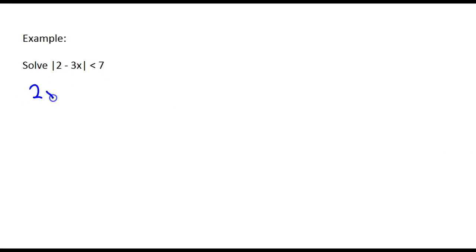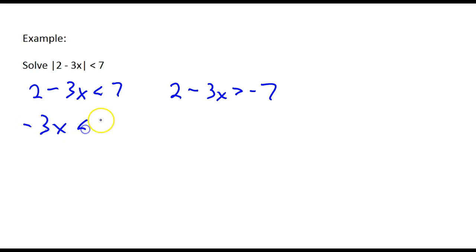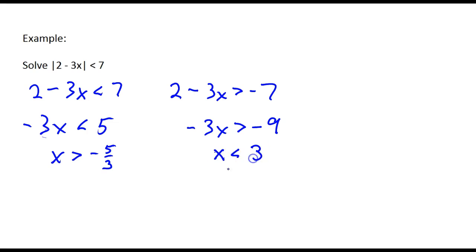I'm going to go 2 minus 3x is less than 7. And then for the negative case, I'm going to flip the inequality so it's greater than negative 7. This means that negative 3x is less than 5. And over here, negative 3x is greater than negative 9. I'm dividing by a negative number, so x is greater than negative 5/3. And over here, dividing by a negative number, so x is less than positive 3.